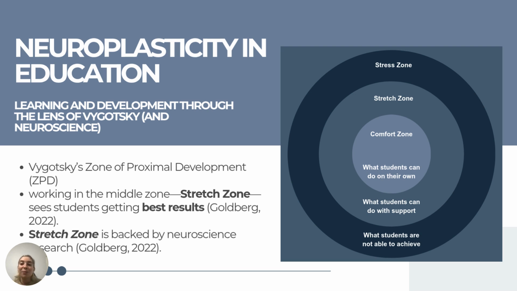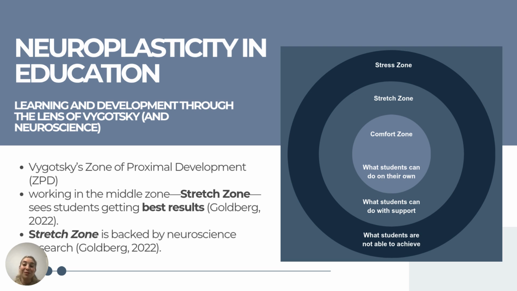The outer ring of the model is the opposite of the previous and describes what students are not able to achieve with or without support due to an imbalance between the demands placed upon them and the supports given to them. This also leads to disengagement, lack of motivation, and decreased results.